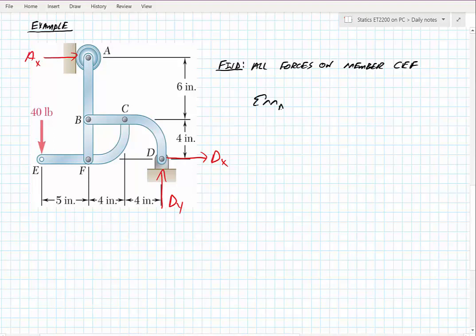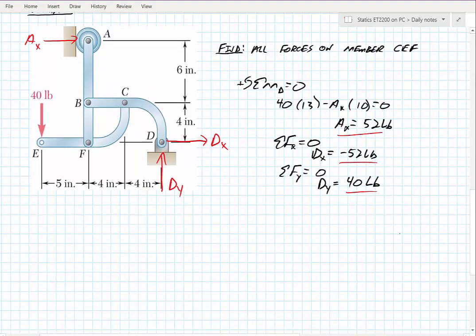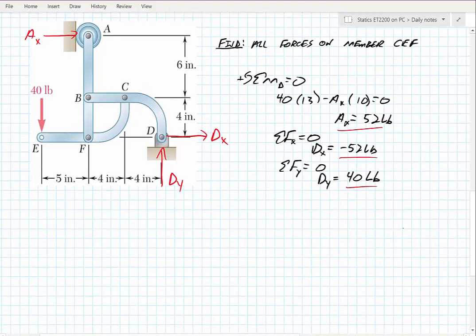So if I do the sum of the moments about D equal to 0, 40-pound force times 13 in my positive direction, minus this A times 10 is equal to 0, giving me a force at A of 52 pounds. And for my sum of the forces in the x and y direction, I get a Dx of negative 52 and Dy of 40. So after I have those three external reactions, now I need to start breaking it apart and looking at those individual members.